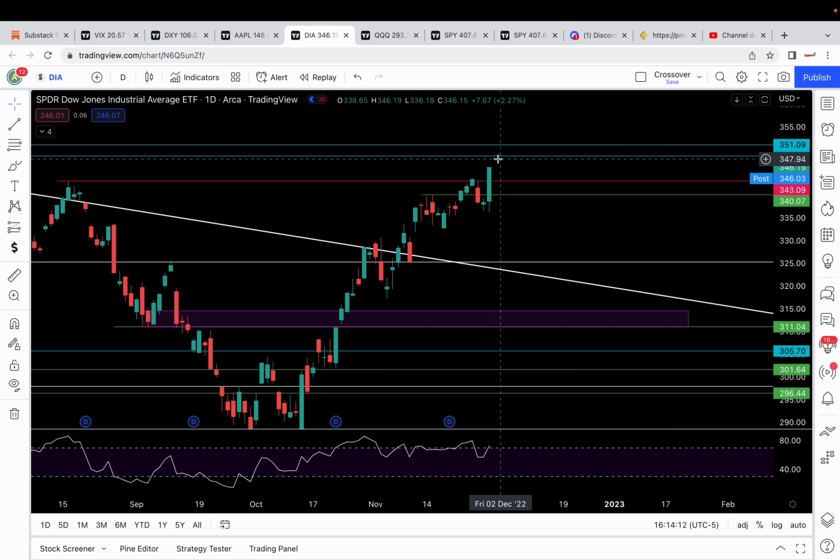As long as above, I'm bullish. I got 346, 348.6s and 351 above, okay? I would turn back to bearish below 343 to play the false breakout setup.